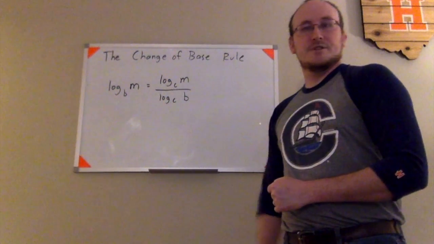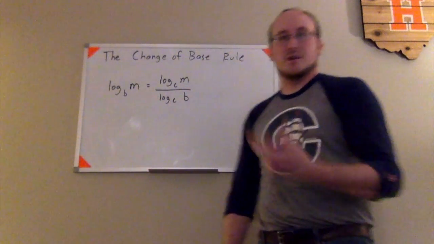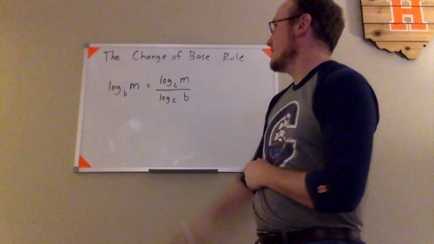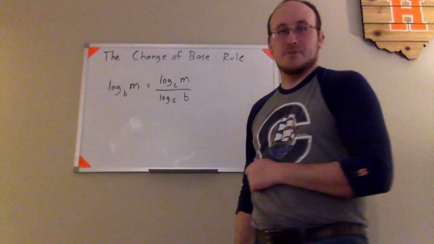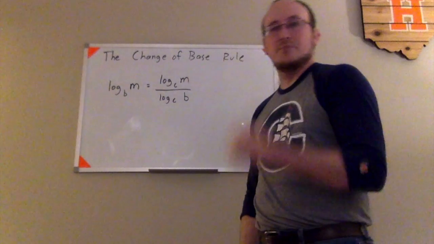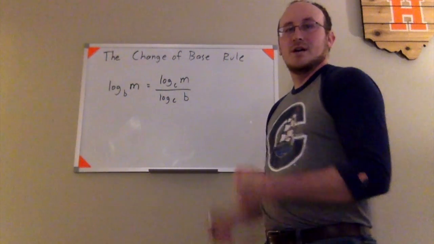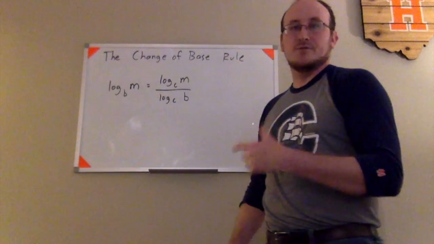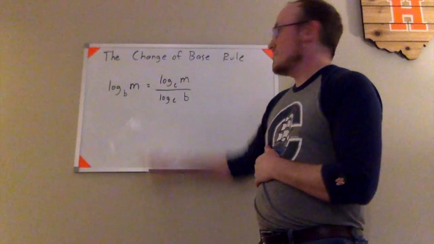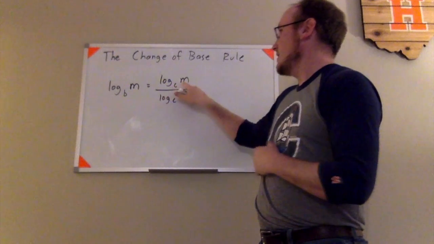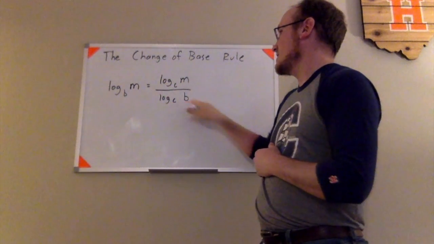I'm going to go ahead and revisit the change of base rule. I know we talked briefly about this in one of my other videos, but the change of base rule says that if you have a logarithm of some base of something, you can actually change the base of that logarithm to anything you want, and that will become the quotient of two logarithms of that new base. So log base b of m can become log base c of m divided by log base c of b.